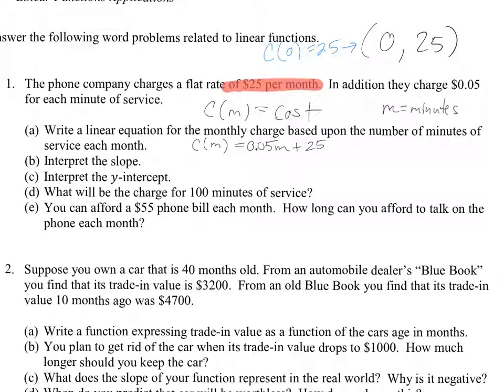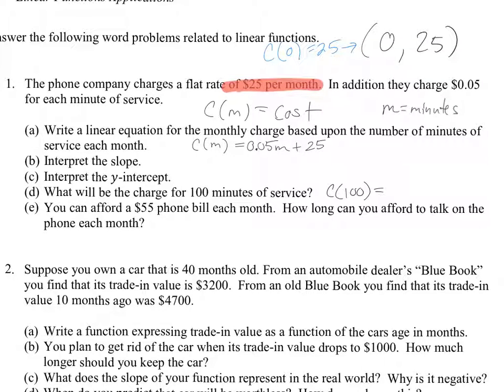Part D, what will the charge for 100 minutes of service be? How do I find out the charge, C, cost, for 100 minutes? Yeah. Plug 100 in first. Plug 100 in for? X. Yeah, in this case M, but X is the same thing, right? Yeah, use X. It doesn't matter what you use as variables, X, Y, Z, doesn't make a difference. We plug in 100 for the independent variable.